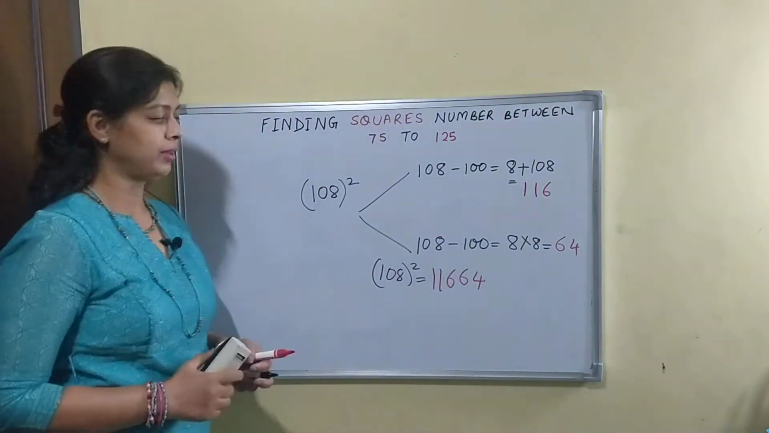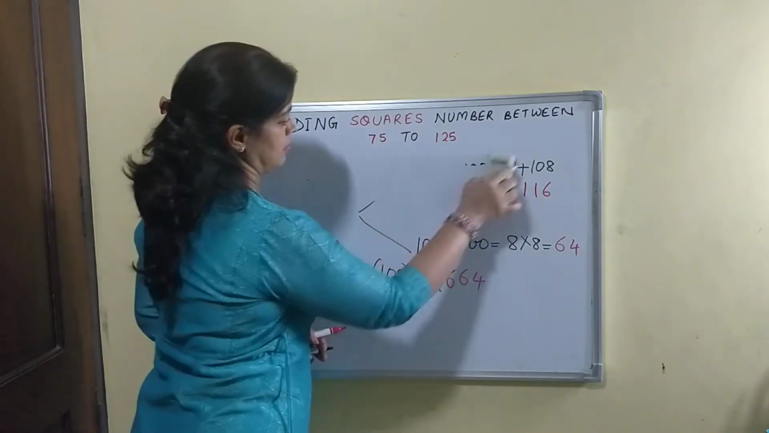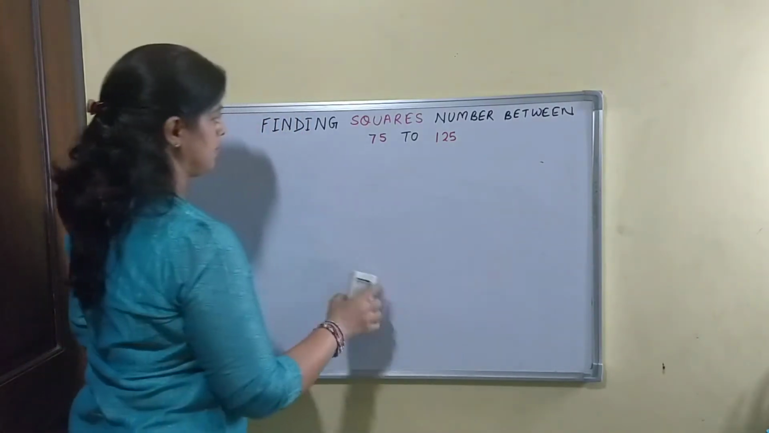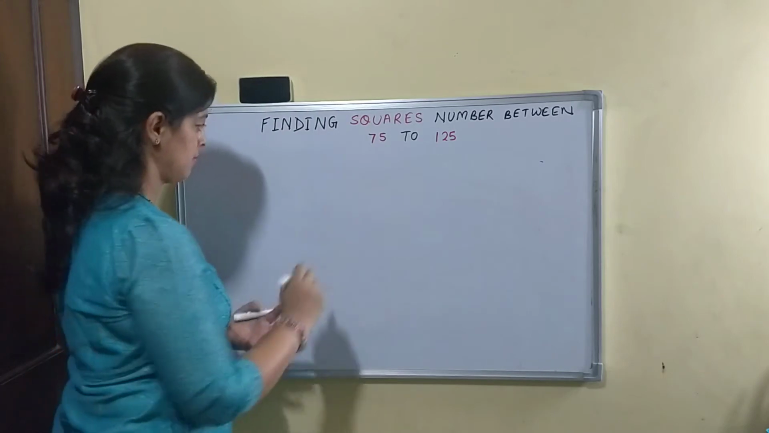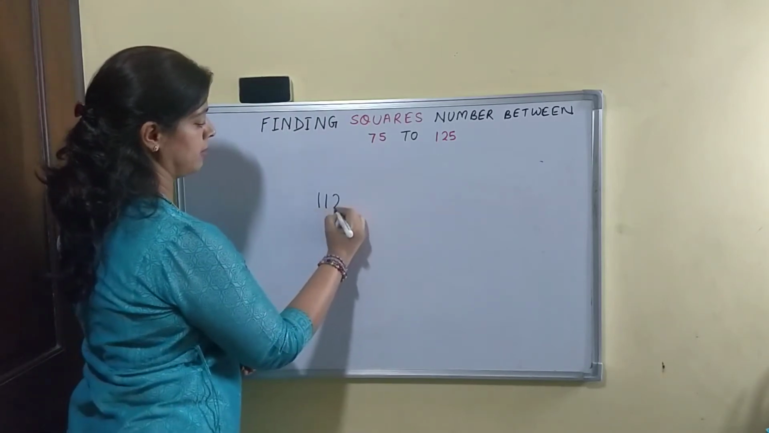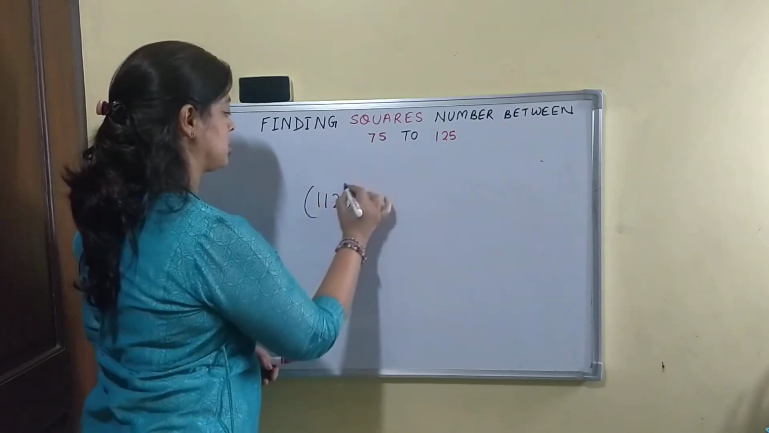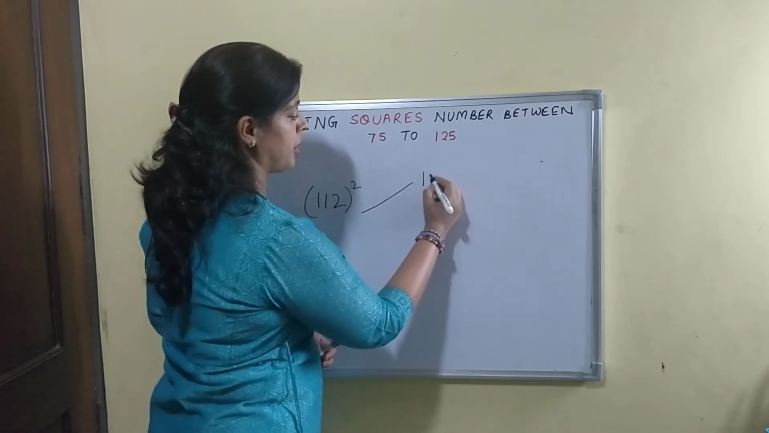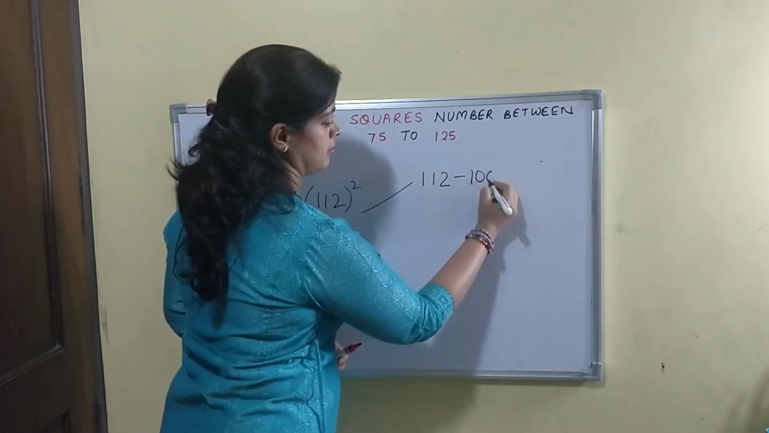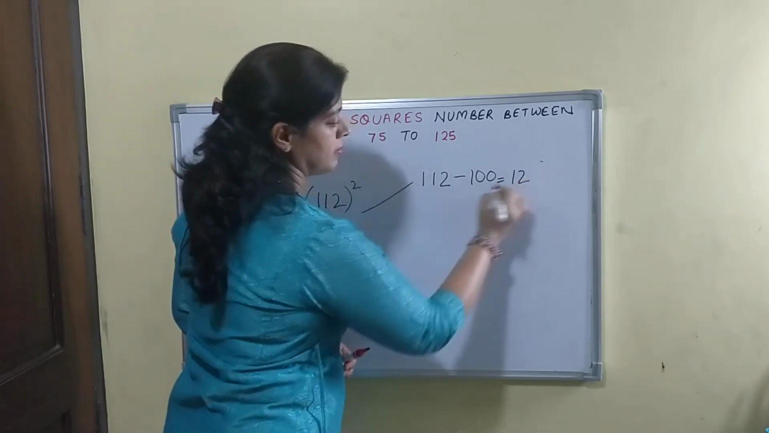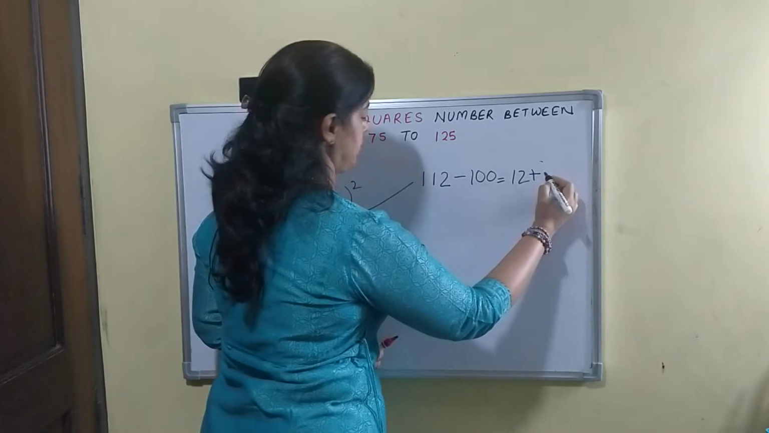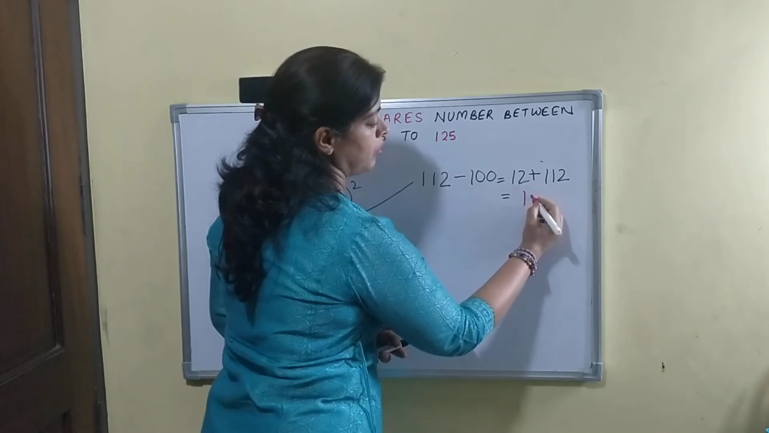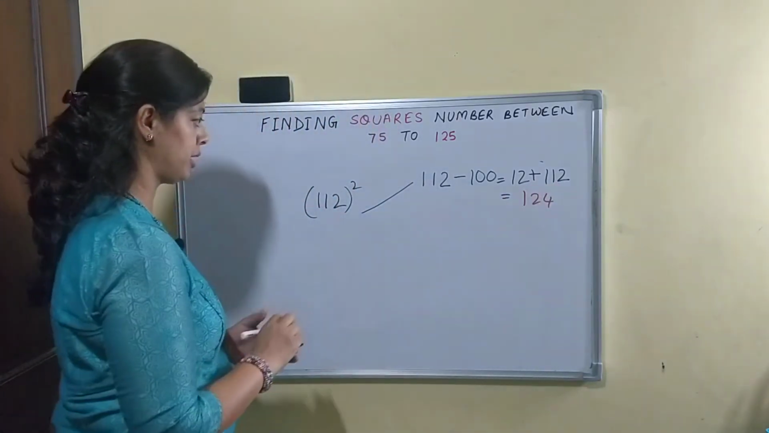Now I take another example. I take the number 112. The square of this, again two steps. First step, subtract 100 from the number. I get 12. This difference I add back to the number. This gives me 124. 12 plus 112 gives me 124.